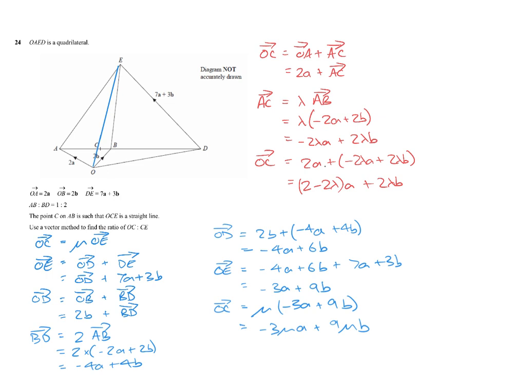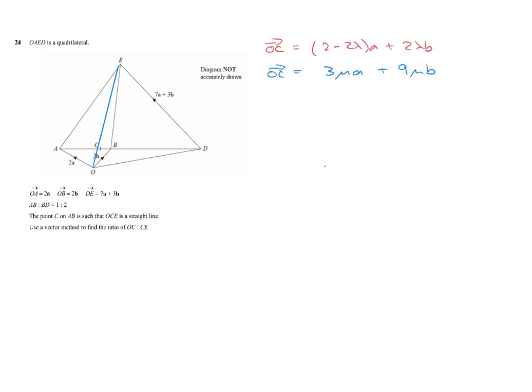It's important to mention at this point that when we are writing our vector OC in two different ways, we make sure we separate out our A and our B parts of the vector, and then we can actually look at what we call equating the coefficients of A and equating the coefficients of B. So I've rewritten them here. So now we got two simultaneous equations that can be formed.